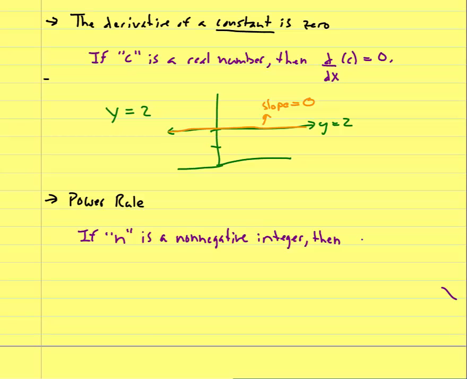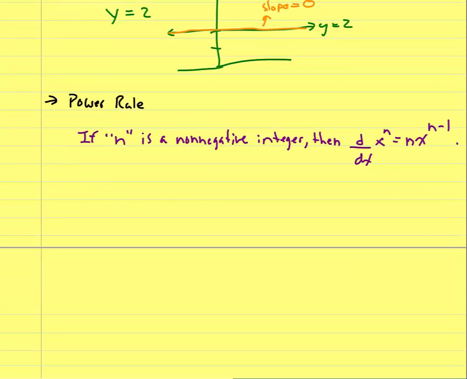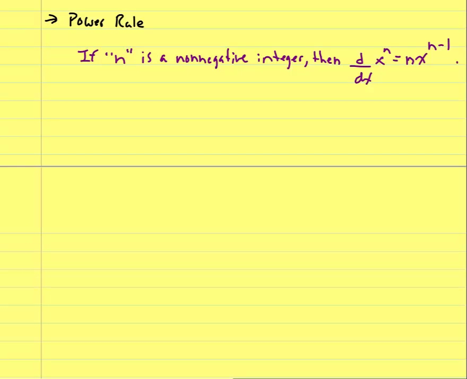Then what we have is the derivative with respect to x of x to the n is equal to n. I bring that exponent out front, and then I drag along my base and I decrease the exponent by 1. So that's my power rule. Now this is a pretty slick little rule. You can always establish this rule using the difference quotient, the limit definition of the derivative from up above.